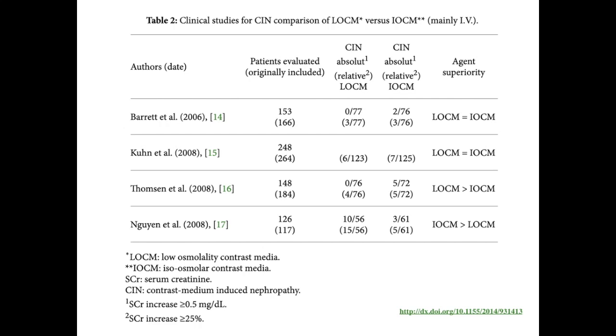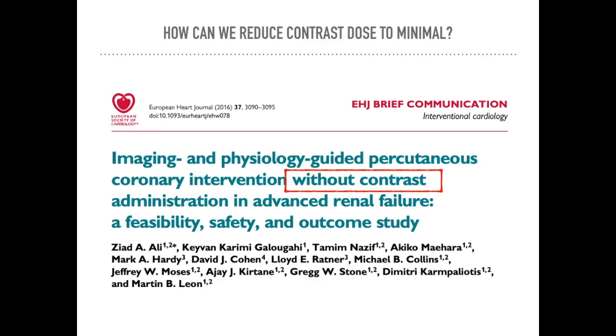One decade ago, we thought that specific types of contrast are associated with lower risk of contrast-induced nephropathy, but the recent meta-analysis suggests that there is no significant difference between low-osmolar contrast media and iso-osmolar contrast media regarding the risk of contrast-induced nephropathy. So what's the lowest volume of contrast that we can do a PCI with?